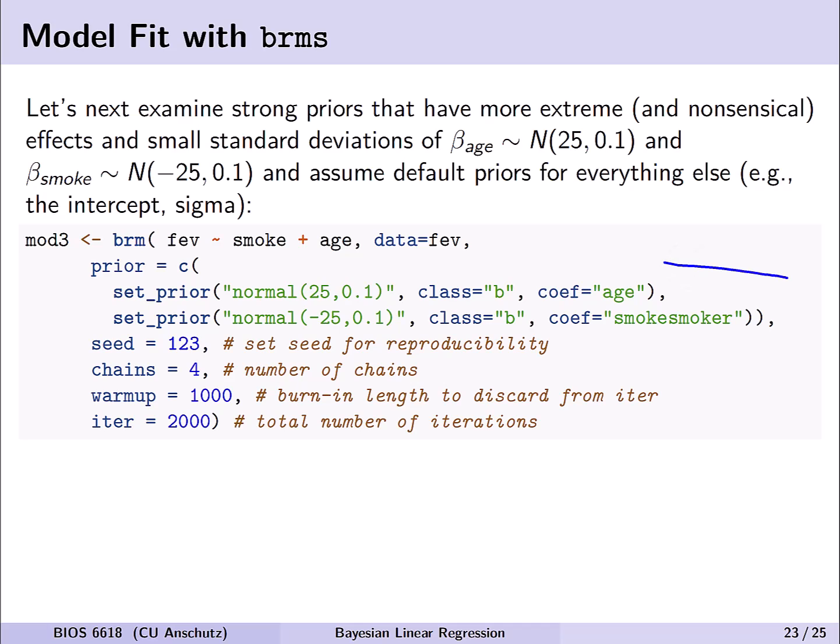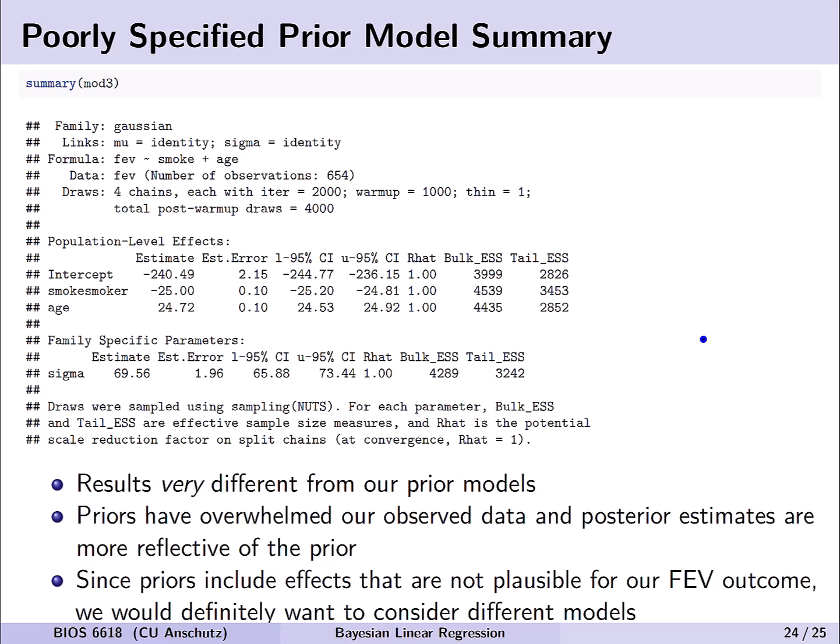Again, the nice thing about brms is that it's really easy to just change this prior out, and we should explore a range of different prior specifications, although realistically we shouldn't look at something so nonsensical. But let's assume we turn our Bayesian crank here as well, and we look at the poorly specified model summary. As our example here, we see that essentially we are doing terribly at estimating things. The results are very different from our prior models. Essentially, in this case, the priors have overwhelmed our observed data, and the posterior estimates are really more reflective of the prior than anything we've observed.